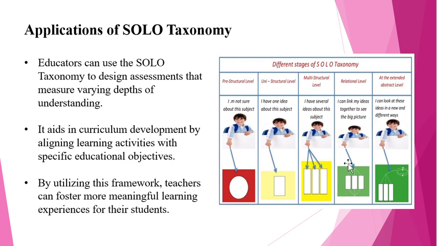Now, you can easily see what the different stages are and how the SOLO taxonomy works. In the pre-structural level, the student is not sure about the given subject. In the unistructural level, the student has one idea about that subject. In the multistructural level, the student has several ideas about the subject. In the relational level, the student can link many ideas together and create a bigger picture of the given information. Then at the extended level, the student can look at these ideas in a new and different way.